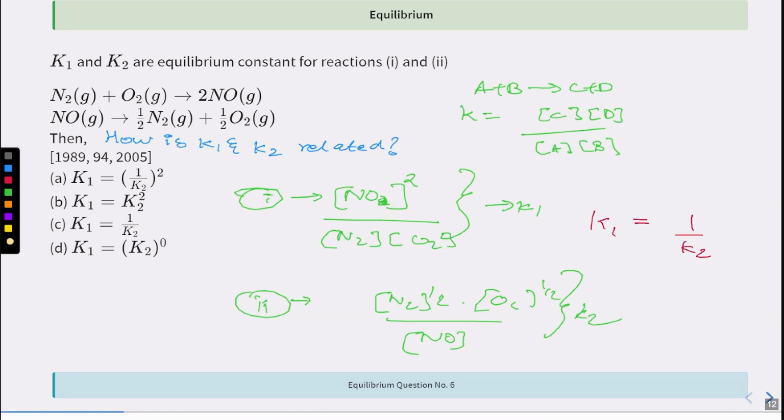So 1 by K2. And if we see over here, K2 is reciprocated. And then what we are doing is we are dividing the K2 power by 1 by 2. Right? No, we will square whatever is in K2, sorry, my bad over here. We are squaring it. Just square this and reciprocate this. You will get this. So that makes option A your correct answer.